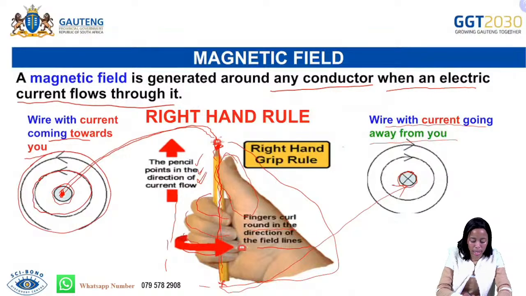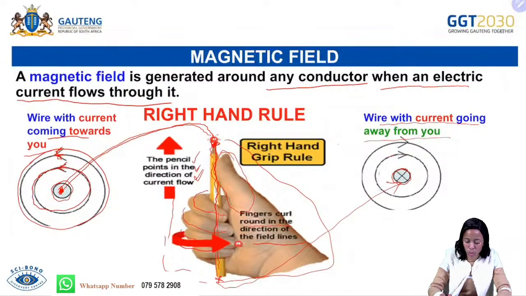So as you look at the magnetic field lines and their arrows here, the magnetic field lines are going to go in which direction? Because the arrows are facing to the left-hand side, the magnetic field lines are going to go anti-clockwise. But if the current is going away from you, remember we said that we are going to be using a cross.